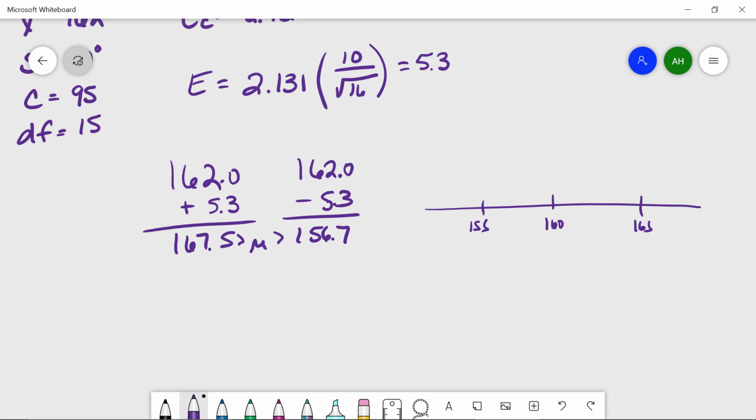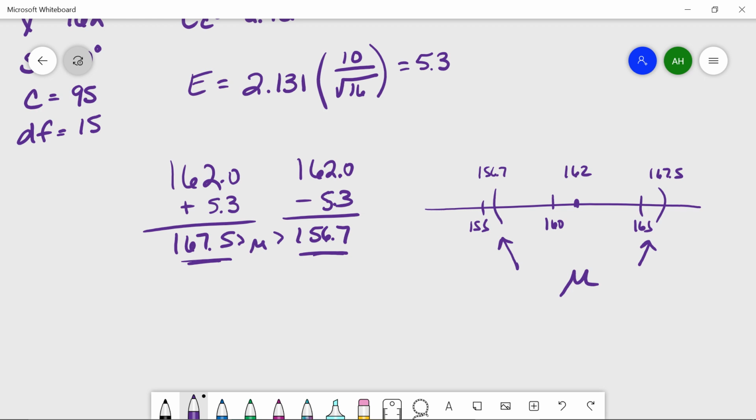If that was just my standard number line, I would plot this place right here as 156.7. I would have over here 167.5, and I would have right in here my 162. Okay, and your interpretation is that I can say with 95% confidence that the mean temperature for coffee sold is between 156.7 degrees and 167.5 degrees Fahrenheit. That the mean temperature of coffee sold is 95% confident it's between those two values.